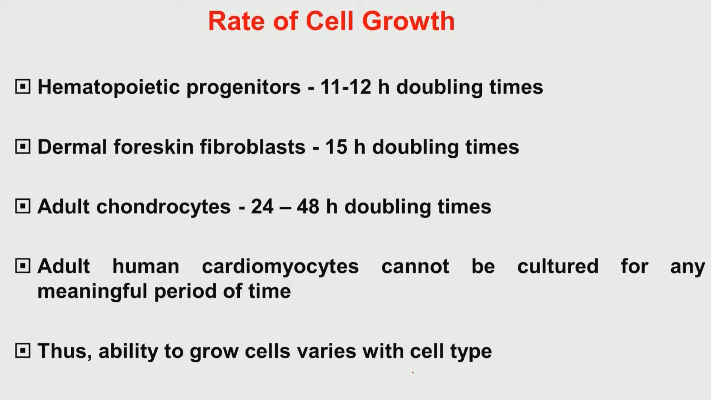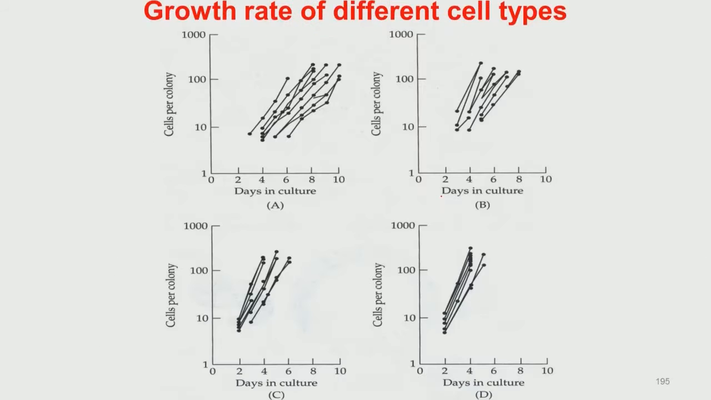Dermal fibroblast, the cell doubling time is 15 hours, whereas hematopoietic progenitors typically double in 11 to 12 hours. Cardiomyocytes, which are the cardiac cells, cannot be cultured in any meaningful period of time because it is very difficult to culture. So, clearly the cell division or cell doubling time depends on the cell type. Human osteoblasts, their cell doubling time is typically 48 hours, whereas fibroblasts grow a little faster, 15 hours.